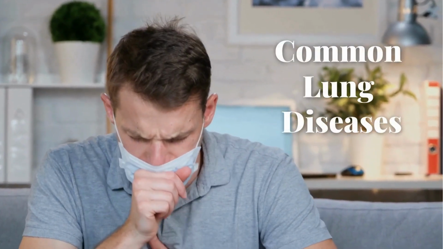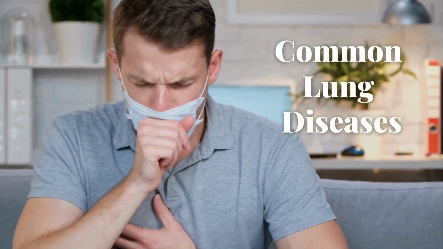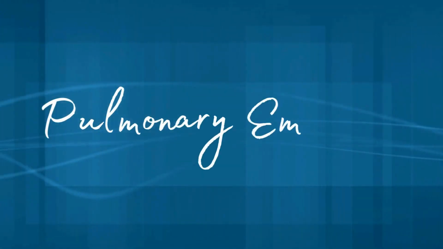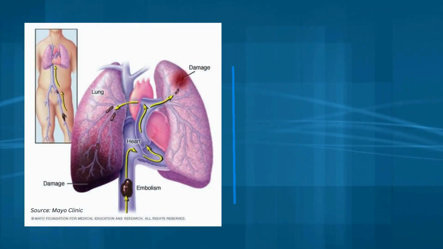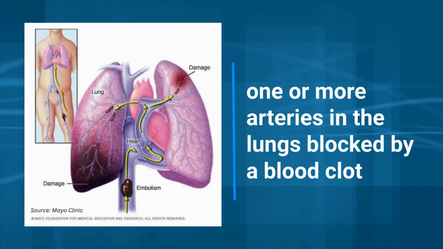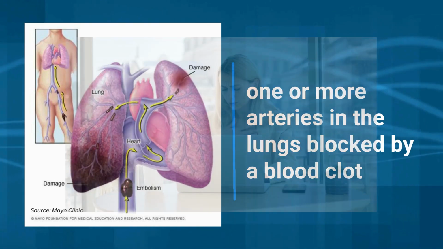Now in this video, we'll explore common lung diseases, how to recognize them, and what they might indicate. First up, pulmonary embolism. A serious condition where one or more arteries in the lungs become blocked by a blood clot. Recognizing symptoms like sudden shortness of breath, chest pain, dizziness, and passing out could be life-saving.